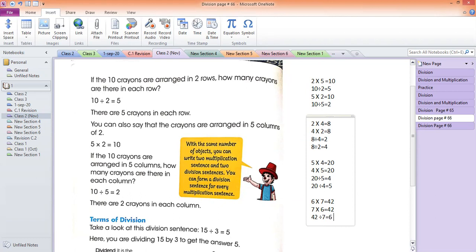I need one more division sentence. Abdul Rahman, can you hear me? Yes, Abdul Rahman. Can you tell me one more division sentence of it? One more division sentence of the numbers 6, 7, and 42. By using these numbers, make one division sentence.